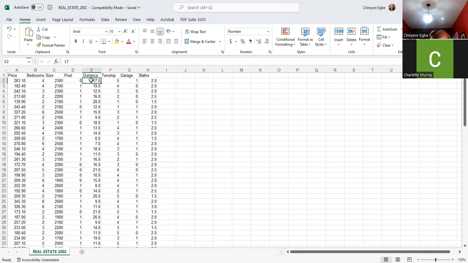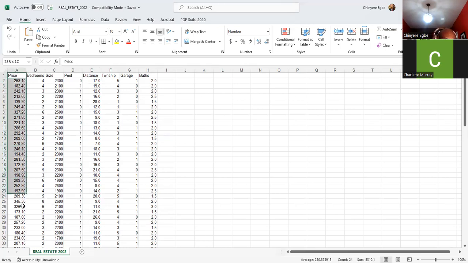Nevertheless, distance from the city center is a significant factor in the price of a house. But we don't know whether the relationship is positive or negative, and we're going to find out. But think about what could make the difference in the nature of the relationship between price and distance. Okay, so let's begin with size.